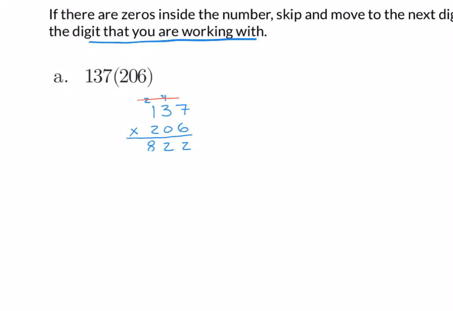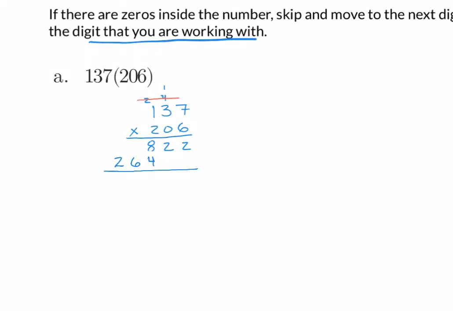I want to put my answer, the rightmost digit, underneath the digit that I'm working with. So instead of going here, I'm going to put it underneath the 2. So we get 2 times 7 is 14. We carry our 1. 2 times 3 is 6. And 2 times 1 is 2. This looks a lot easier to add rather than having a whole row of zeros in here, which is one of the reasons that I suggest you use this technique.